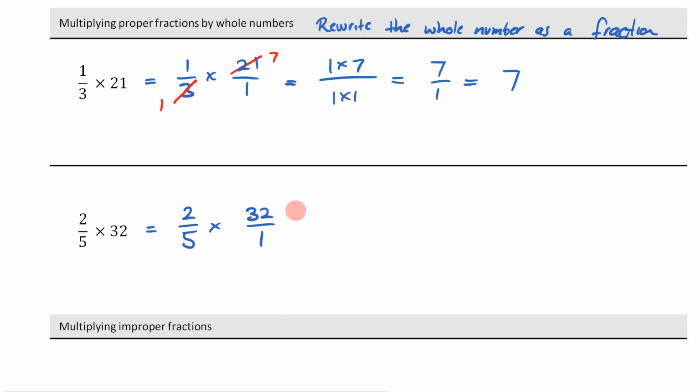I just have to do it. So I grab my pen and I just have to answer this. I go 2 times 32 up the top. I go 5 times 1 down the bottom. That's going to be 64 on 5. And that's all I can do. I can't simplify that anymore.